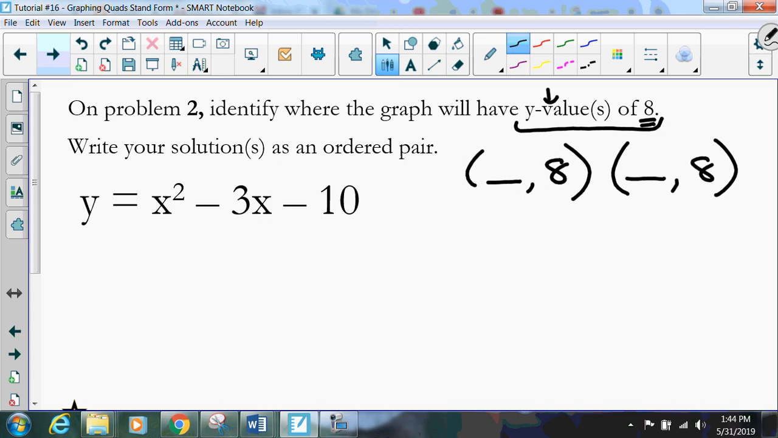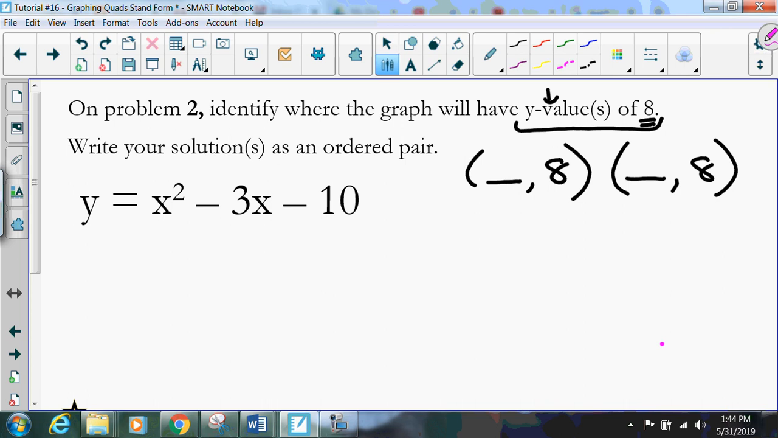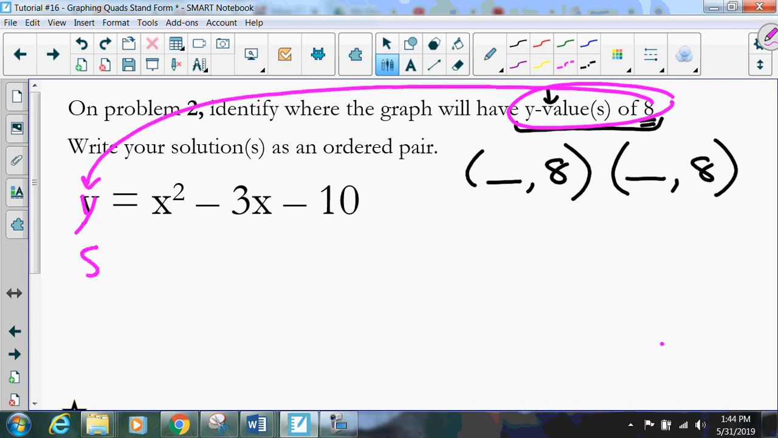All right, so let's go ahead. I think we're going to need magenta for this one. It says we're going to have a y value of 8. Well, funny, I see a y right over here in our equation. So that means we're going to take 8 and we're going to plug it in for y.